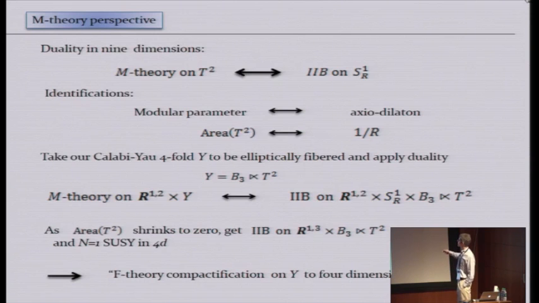Now we have Minkowski space times a circle, and we want to decompactify the circle in order to recover four-dimensional Minkowski space. How do we do that? Well, we take the radius R to infinity. On the M-theory side, where the radius was identified with 1 over the area of the torus, that means you have to take the area of the torus to 0.